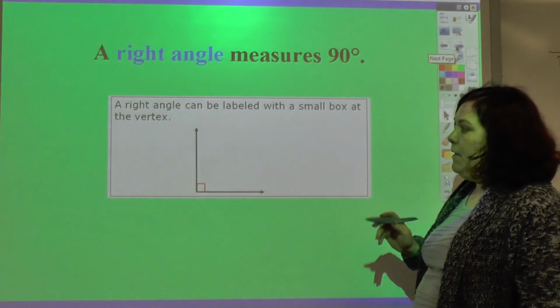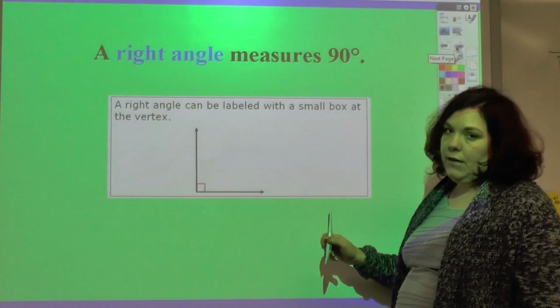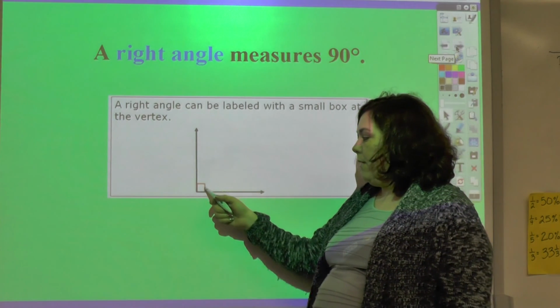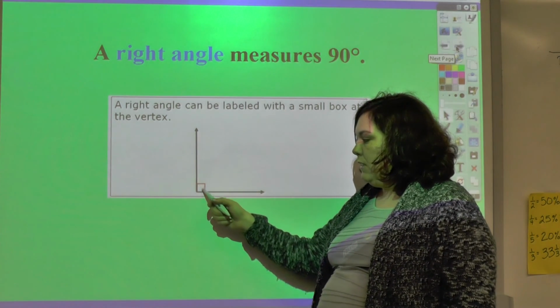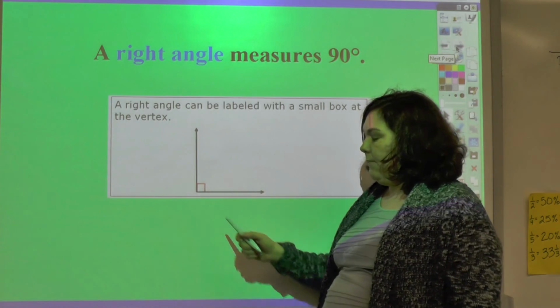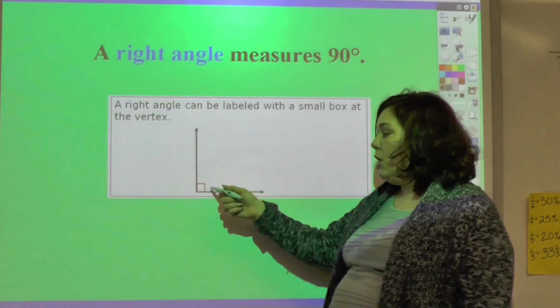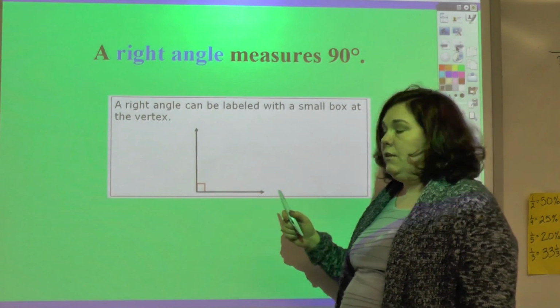A right angle measures exactly 90 degrees, and there is usually this little box in here that shows that it's a right angle. If you see this little box, you know that this measures 90 degrees.